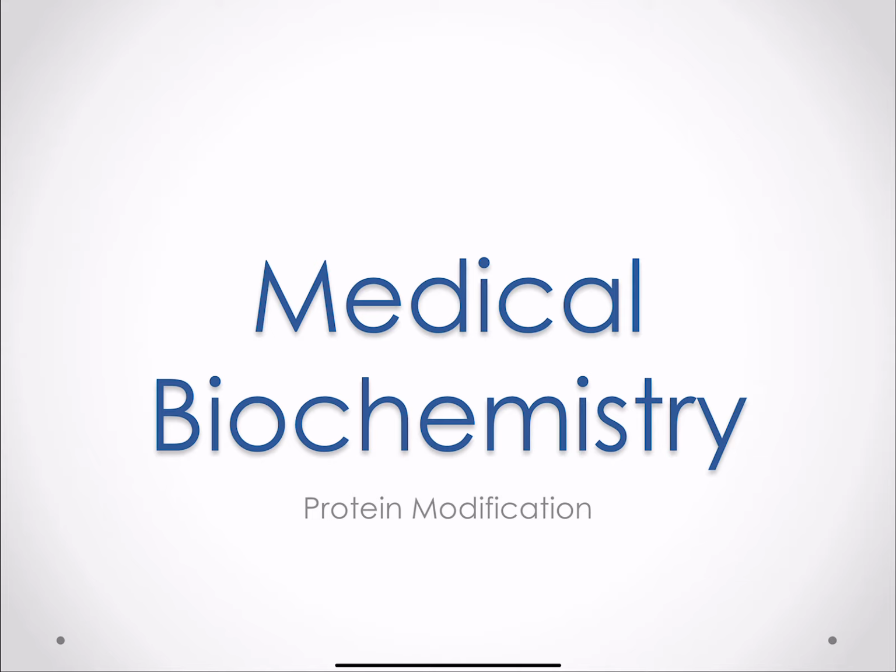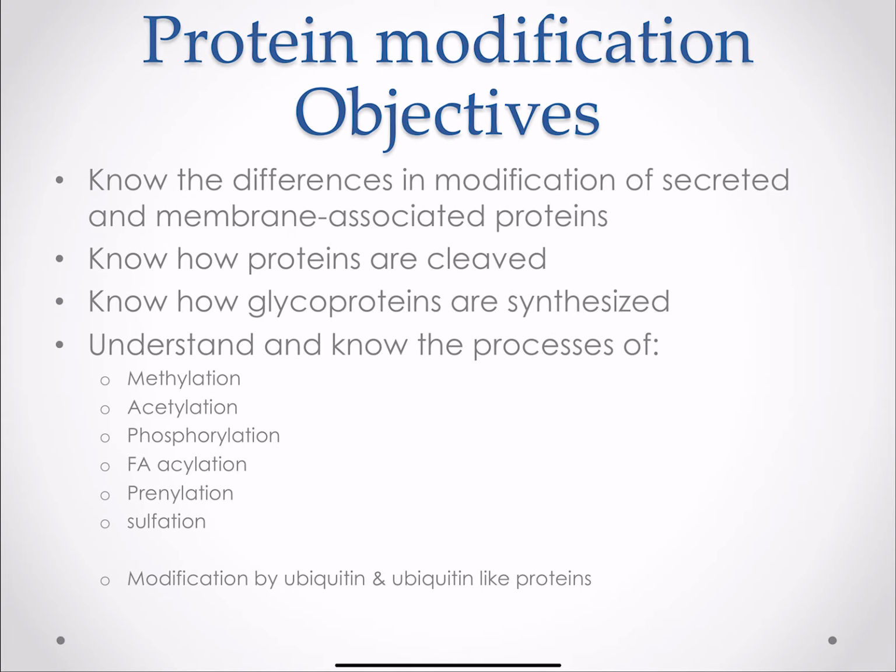Okay, so now we're going to talk about some protein modifications. So this is post-translational protein modifications. And so we're going to have to talk about modifications of membrane-associated secreted proteins, proteins that are cleaved. We'll talk at the next one about glycoproteins, and now we're going to discuss all these different types. Now these words should be very familiar.